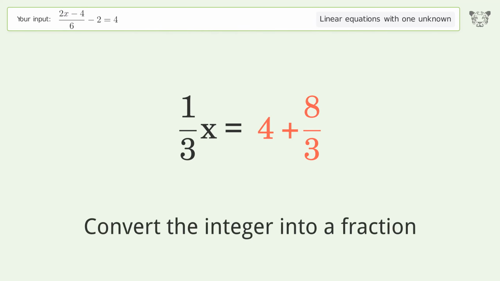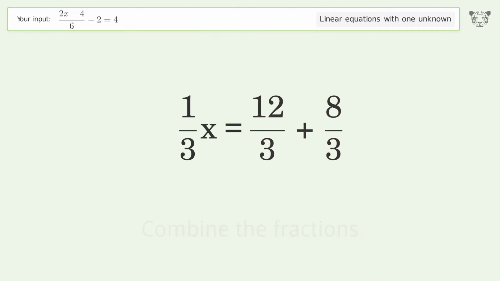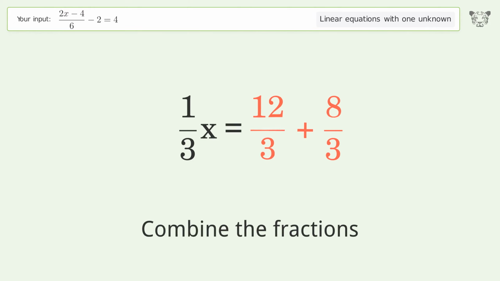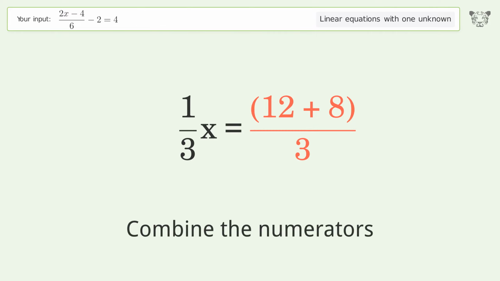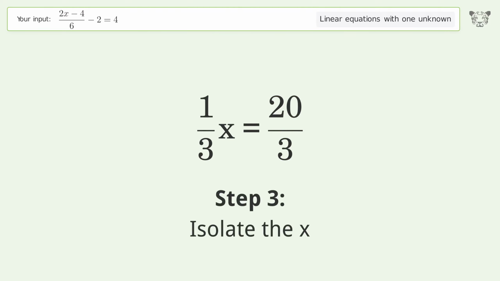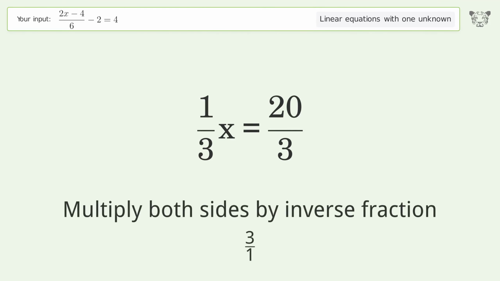Convert the integer into a fraction. Combine the fractions. Combine the numerators. Isolate the x. Multiply both sides by inverse fraction 3/1.